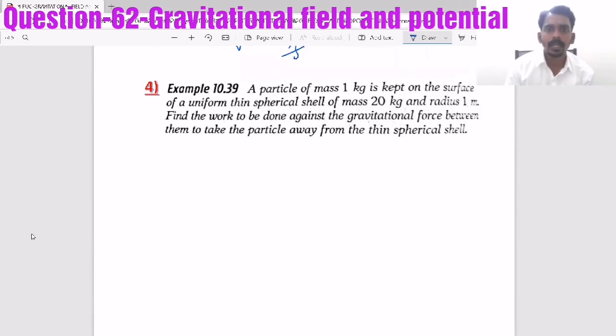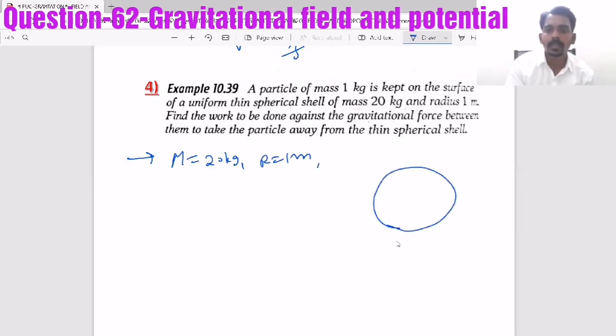Now the next question is, a particle of mass 1 kg is kept on the surface of a uniform thin spherical shell of mass 20 kg and radius 1 meter. Now the mass is 20 kg and the radius is 1 meter.